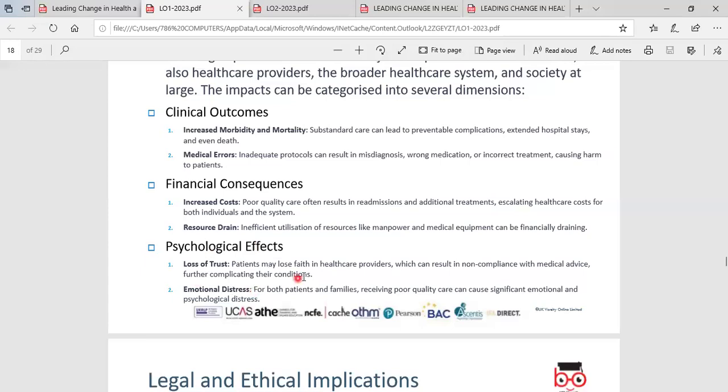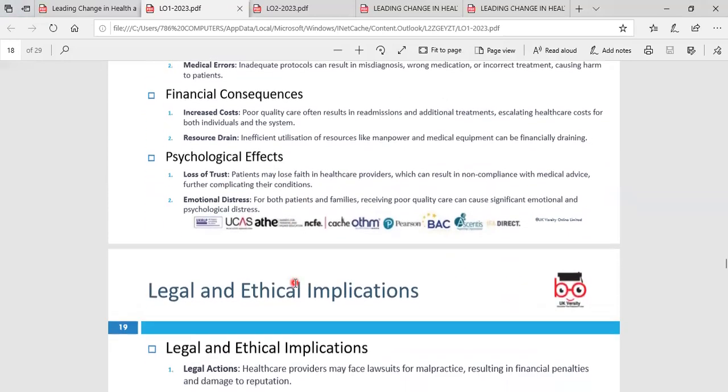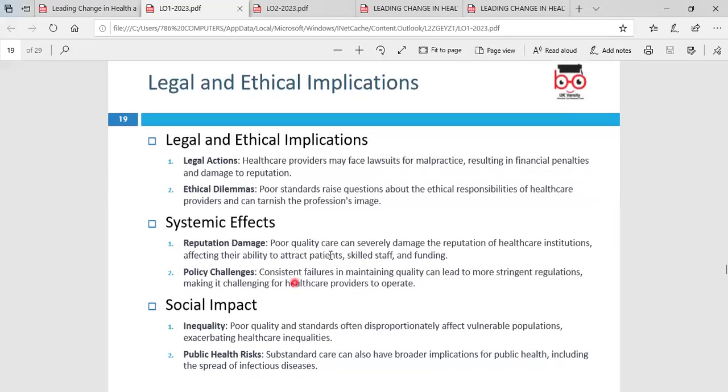Psychological effects are, again, loss of trust from any stakeholder when quality is not achieved, and emotional distress, obviously, for the stakeholders also. Then there are certain legal and ethical implications. There are lawsuits because of malpractice, which is very evident in itself, whatever is written. There are ethical dilemmas in which confidentiality, for instance, was breached, or any other unethical practice that could lead to certain implications. There are also systemic effects, so the reputation of that organization could be jeopardized.